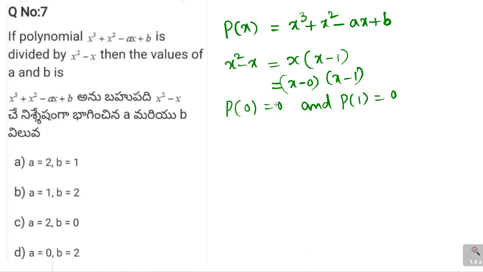P of 0 equal to 0 means, let us plug in x equal to 0 in p of x. So 0 cube plus 0 square minus a into 0 plus b equal to 0. From this we get b equal to 0.